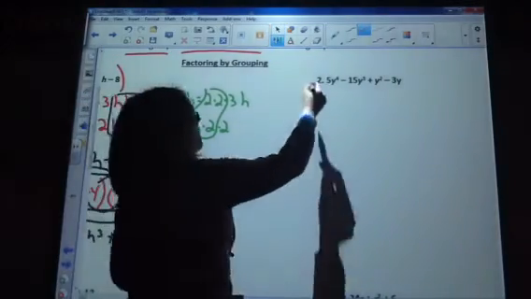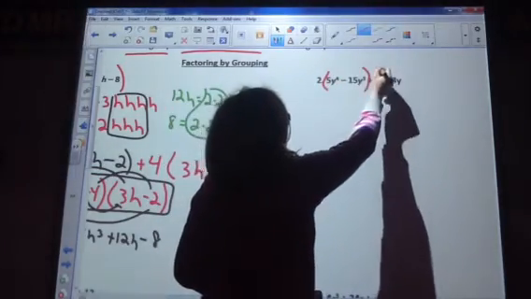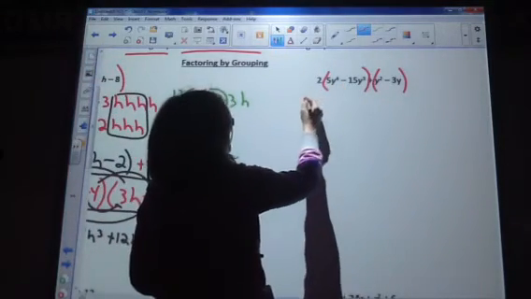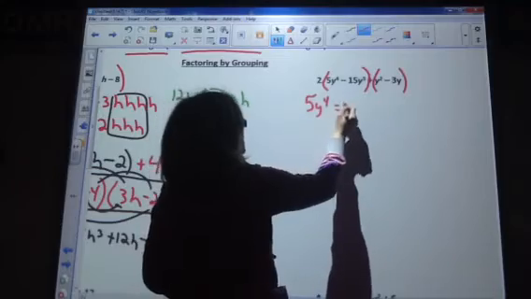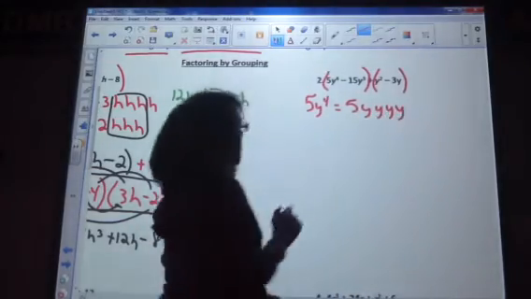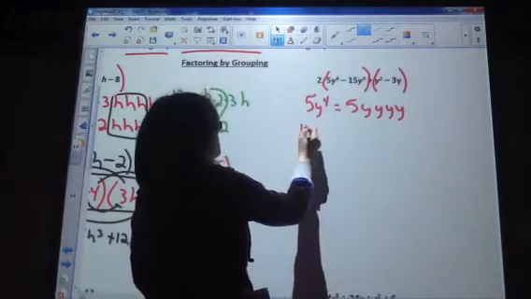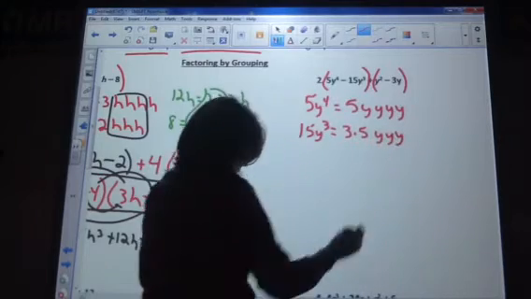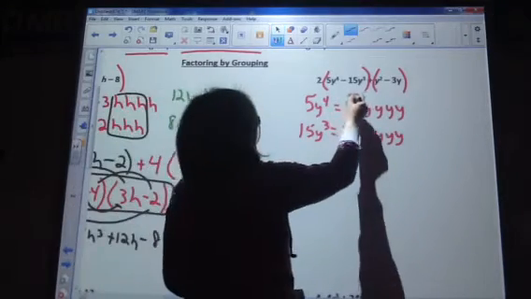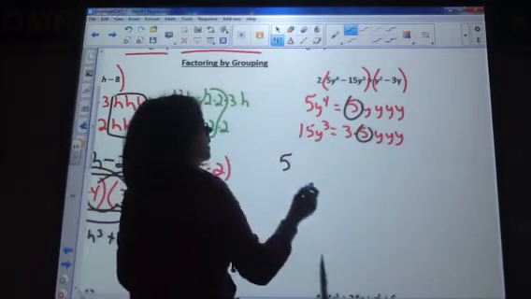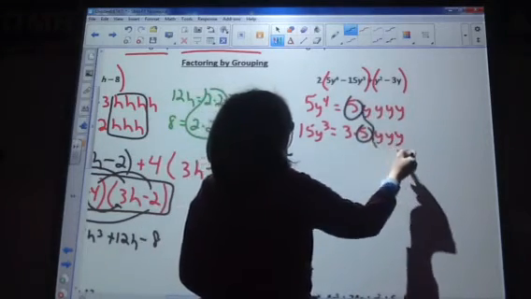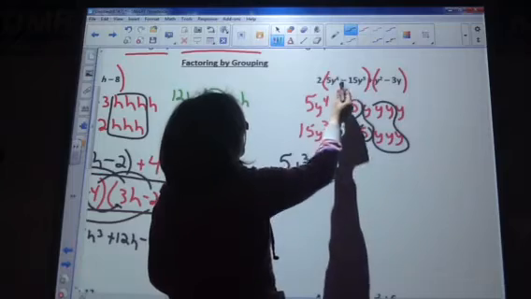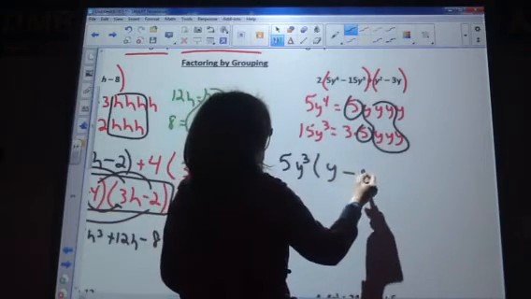Let's do number 2 here. First, let's take this polynomial and break it down into 2 binomials. Let's work on this binomial. We have 5y to the 4th, which is 5 and 4 y's. And then we have 15y cubed, which is 3 times 5, and 3 y's. So we have a 5 in common, and we have 3 y's in common. So what's left? Y minus 3.